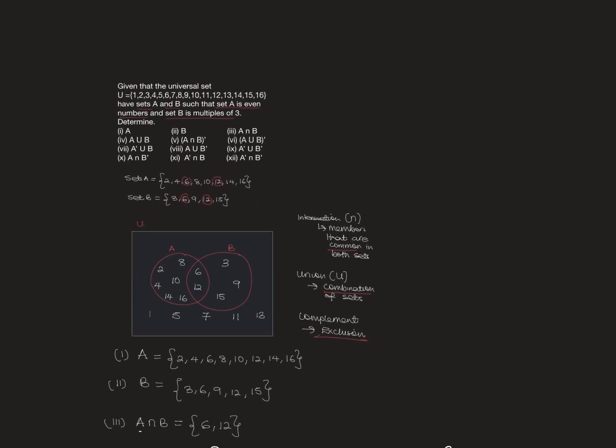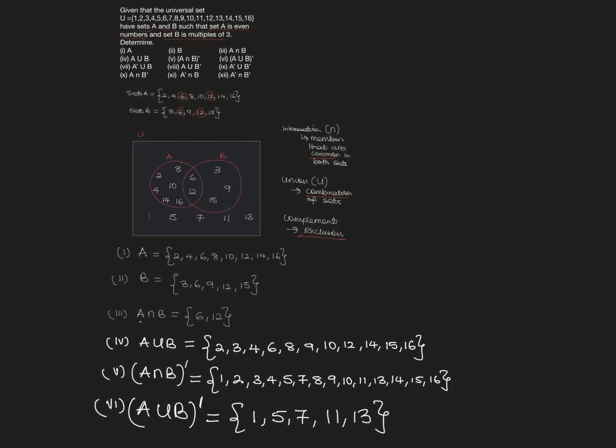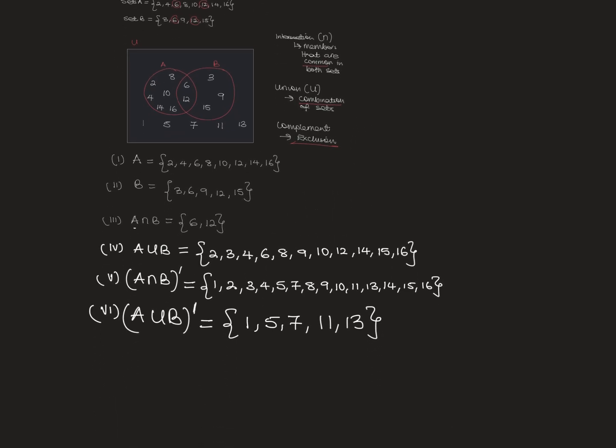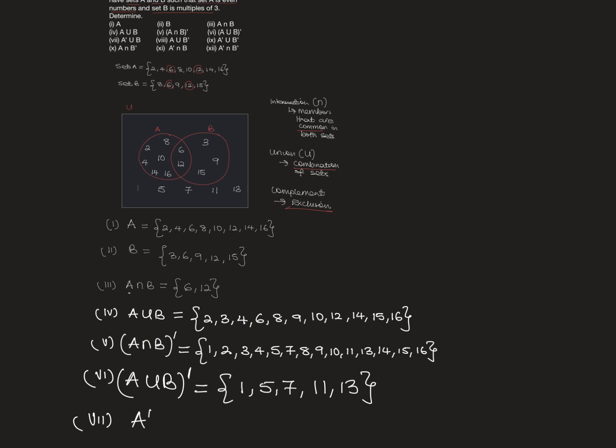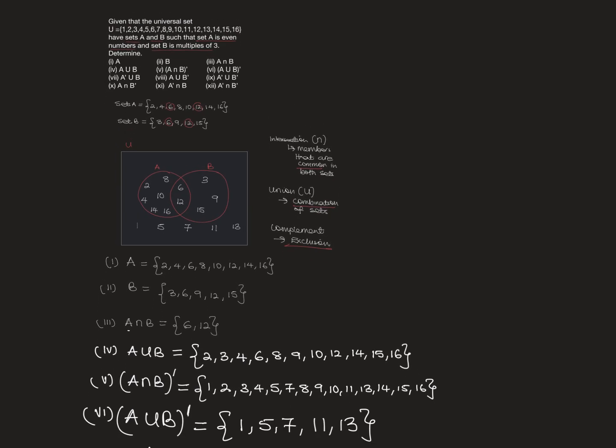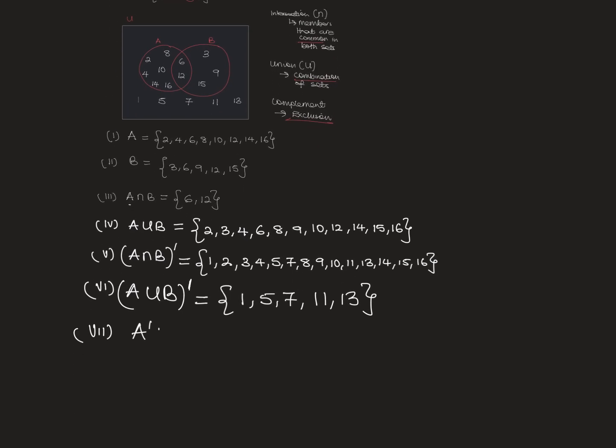So what is question 7? Question 7 is A complement union B. Okay, what that means is find the members of A complement, then find the members of B, and then unite them. Union means unite. So what is A complement? First, let's find A complement.